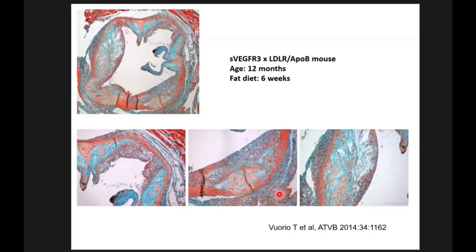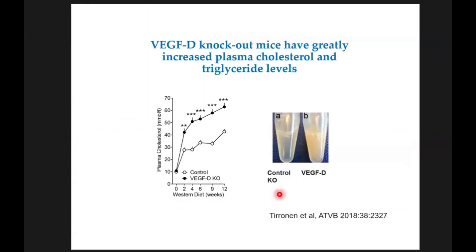Well, then we thought that this is as we expect, and because we've been mostly working with VEGF-D, we took the VEGF-D knockout mouse and did the same studies, and these mice had even more cholesterol in their blood in 2 to 3 weeks, so 60-70 millimoles, and the blood looks really milky, like chylomicronemia in humans.